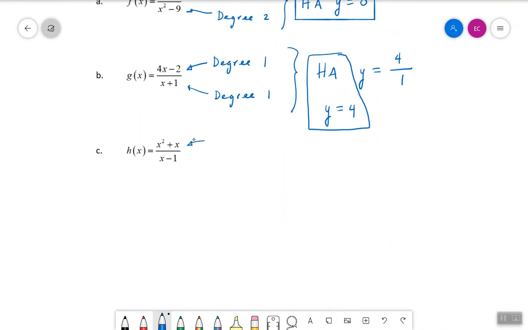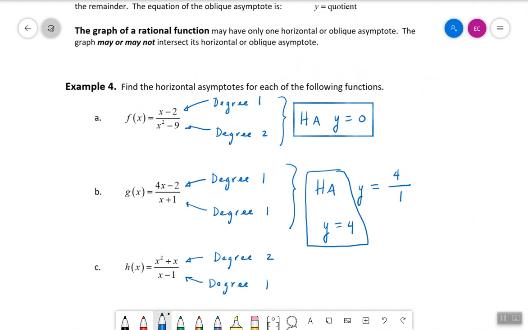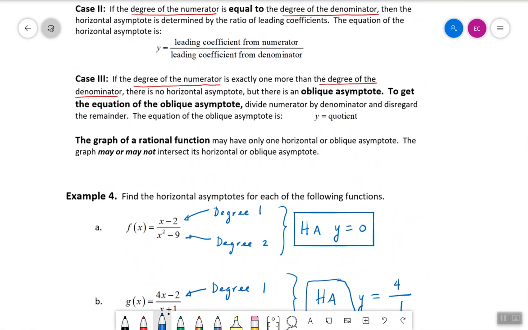This time the degree of the numerator is 2, and the degree of the denominator is 1. So let's see which case that is. That's case 3. If the degree of the numerator is not only larger than the degree of the denominator, but exactly one more, so the denominator had degree 1, the numerator 1 more than that, degree 2, then what we actually have is an oblique asymptote, or sometimes it's called a slant asymptote.